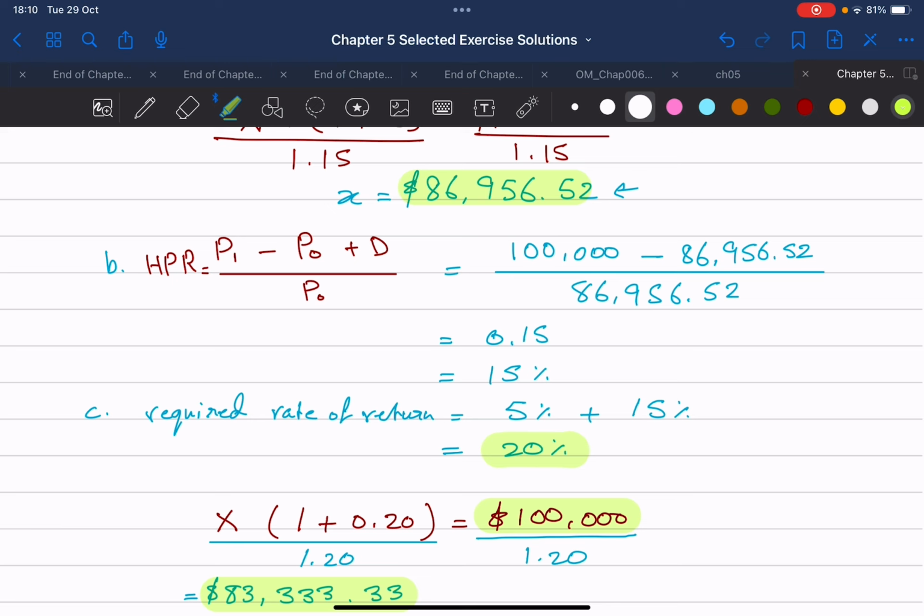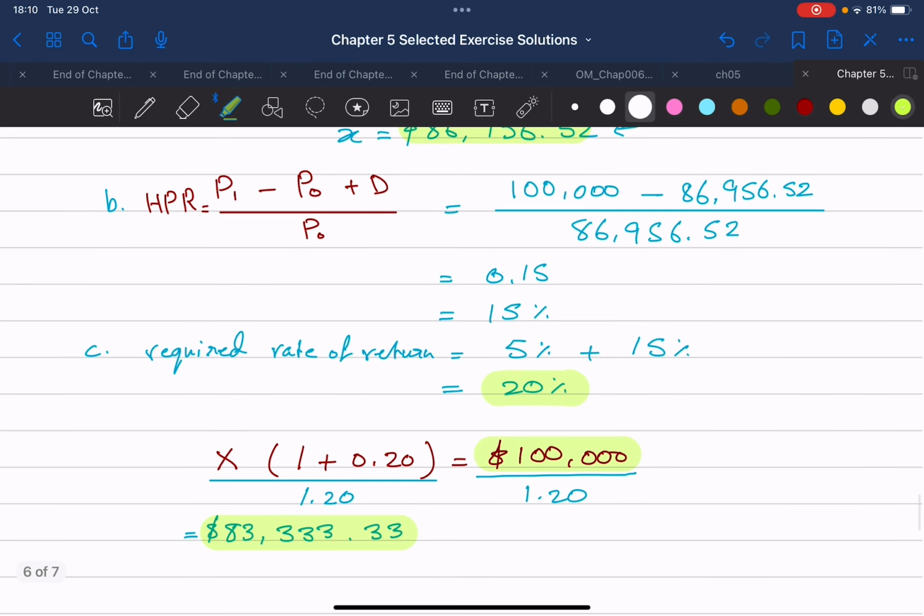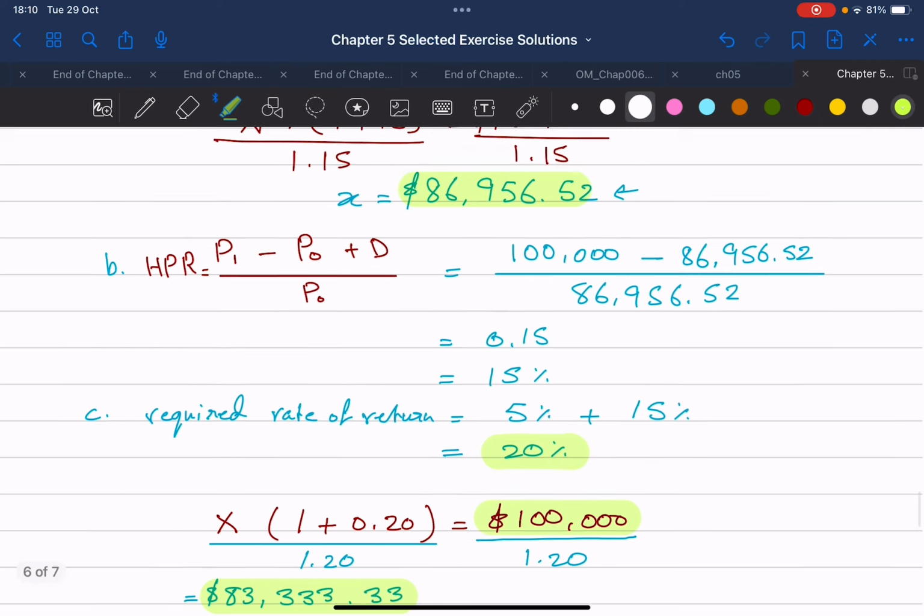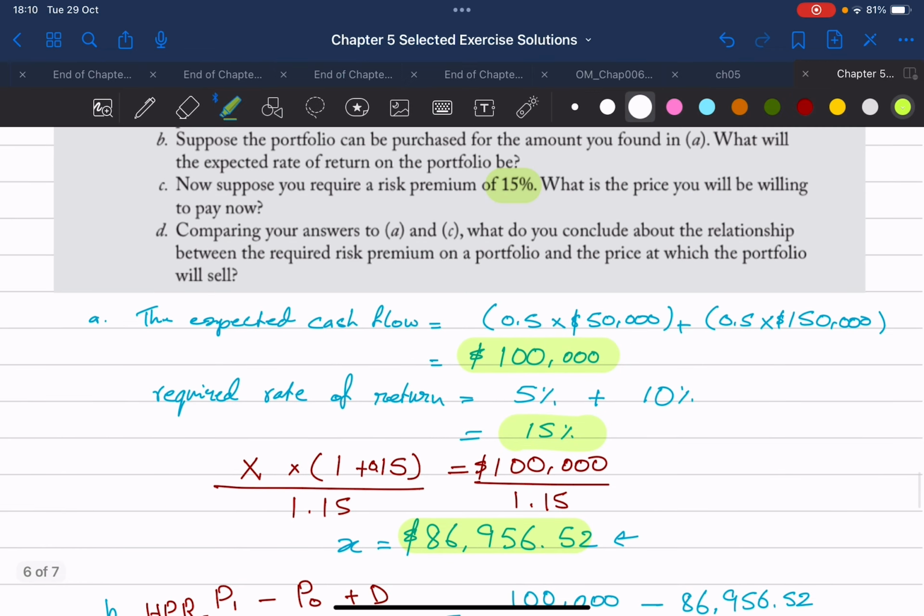All right. And if you have studied financial management before, you probably understand the concept of time value of money. And this should not be surprising to you. But hopefully you get the idea. All right. So that would be the answer to part C, $83,333.33. Let's go up again to the final requirement, part D.